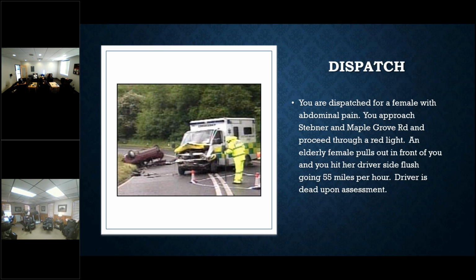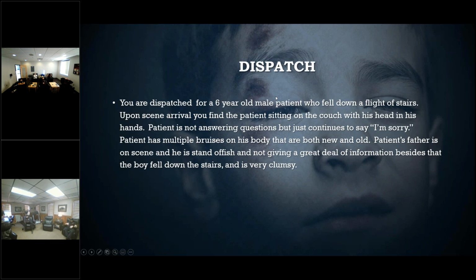You were dispatched for a female with abdominal pain. You go through an intersection at about 55 miles an hour, collide with another vehicle, and the driver is dead upon assessment. Remember, we have to drive with what's called due regard. We are allowed some measures as far as exceeding the speed limit, but when it comes to red lights and stop signs, we should come to a complete stop and ensure that we are getting waved across by the individuals inside that intersection.